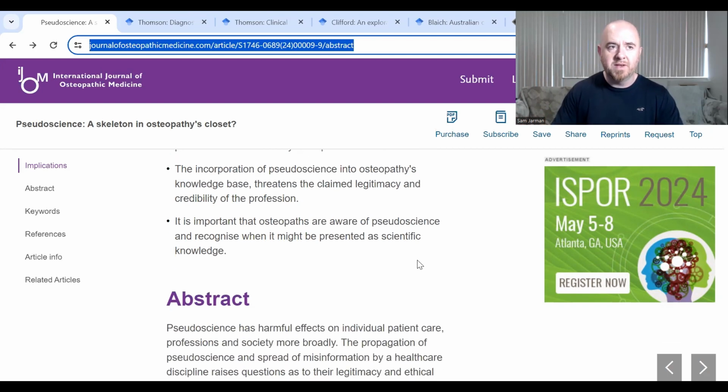Okay? The final point here, or the final implication: it is important that osteopaths are aware of pseudoscience and recognize it when it might be presented as scientific knowledge. So another way to say this is a highly certain claim that has no ability to be as certain as it is. Right. So when somebody is palpating the base of the skull and they say that a rhythmic motion somewhere between 7 and 13 times a second is cerebrospinal fluid, well, they're not doing an appropriate job of ruling out thoracic respiration, because thoracic respiration is in that range for most people, and it would be palpable at the base of the skull, especially with a patient in supine, right?